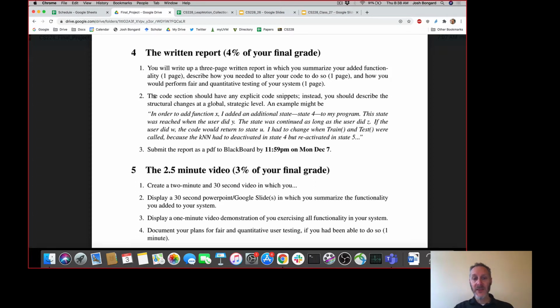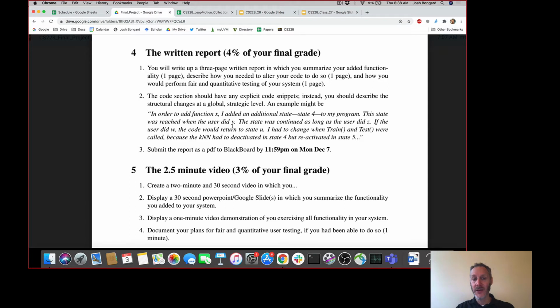Okay, on the 2nd page, as I mentioned, you're going to give us a summary of how you had to restructure your code. It's not very informative for you or for us if you just copy and paste code snippets directly into your written document. So instead, on the 2nd page, I want you to provide a written summary, and here's an example of what that might look like. In order to add math functionality to my system, I added an additional state 4 to my program. This state was reached when the user successfully signed all 10 digits without having to see the image of the hand. They were able to do all 10 digits without scaffolding.